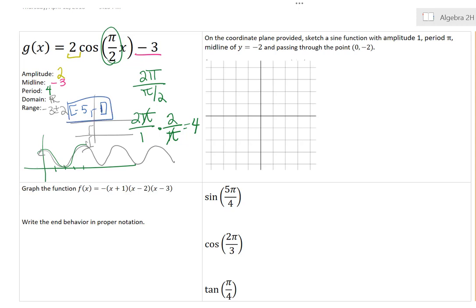Number 2, on the coordinate plane provided, sketch a sine function with an amplitude of 1, period of pi, midline of y equals -2. So let's get that graphed on here. And passing through the point 0, -2. All right, amplitude is 1, so we're going to be cycling between our range, which is going to be -3 to -1. I also know we need to pass through the point 0, -2.